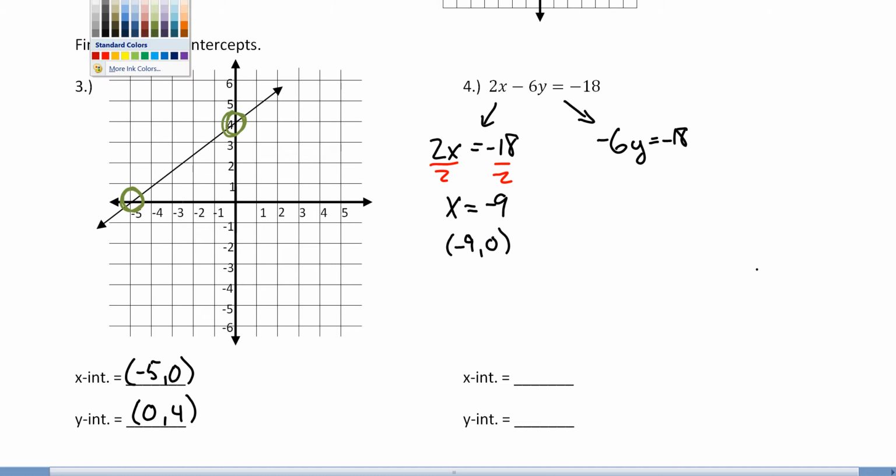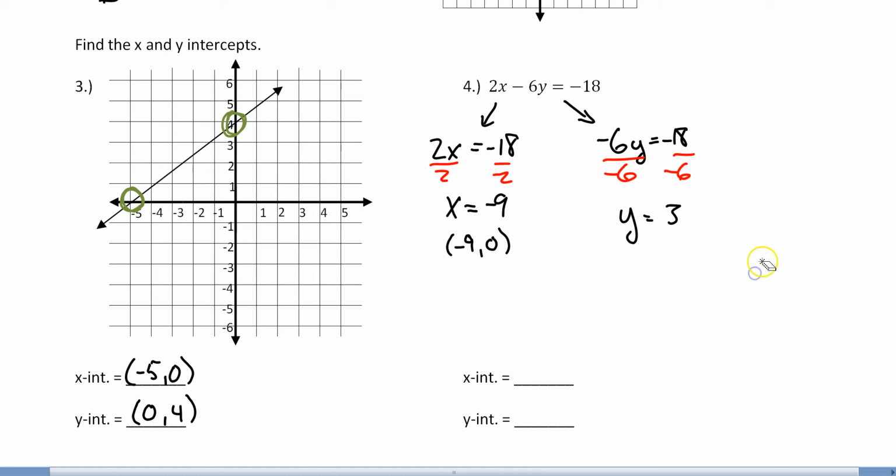Alright? Over here, I'm going to divide each side by the negative 6. So I end up with y equals a positive 3. And again, I want to write that as an ordered pair. I plugged a 0 in for x, and I got a positive 3 out for y. Okay? And that's it, x and y intercepts.